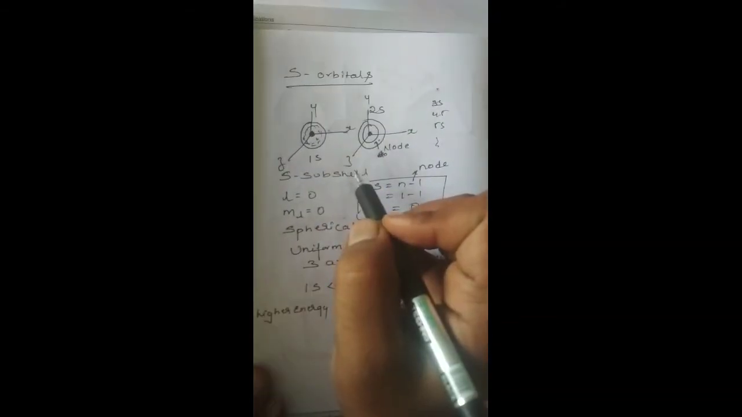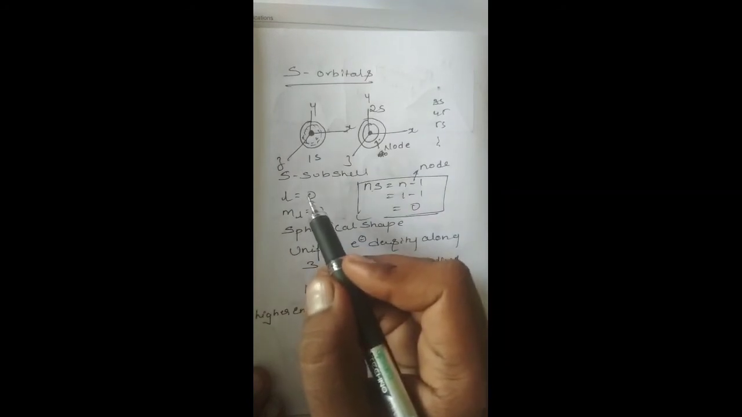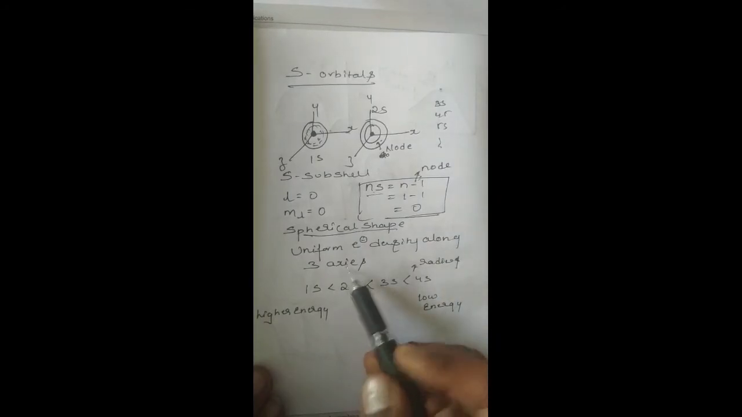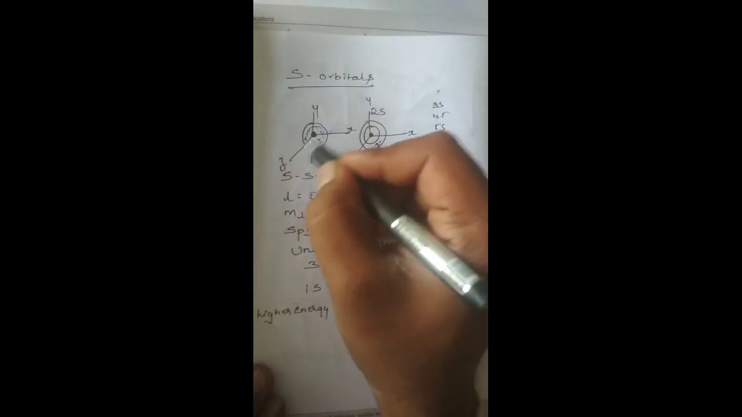You see, in s orbital we talk about the subshells. When l is equal to 0 and ml, the magnetic quantum number, is equal to 0, then it has a spherical shape. We have the formula to find the number of nodes: n minus 1. For 1s, 1 minus 1 is equal to 0, so the node is 0. There is uniform electron density along the 3 axes, that is x, y, z axes.